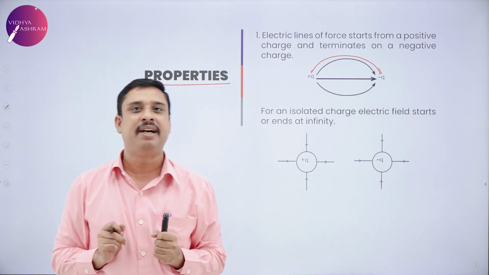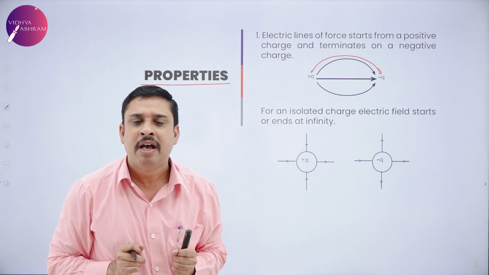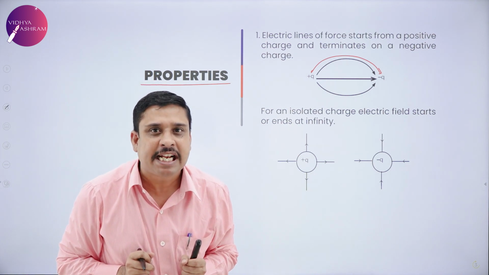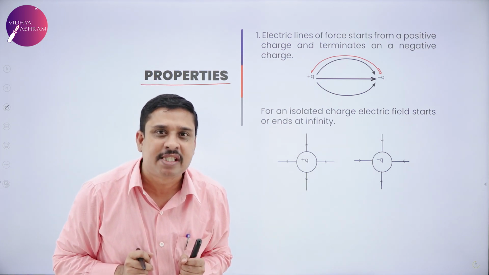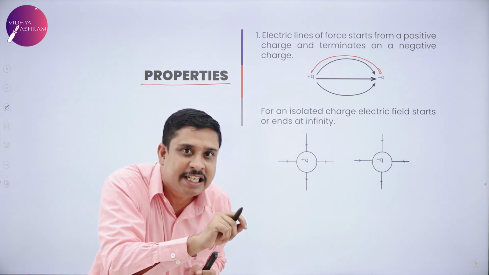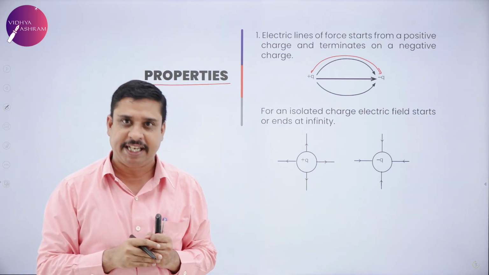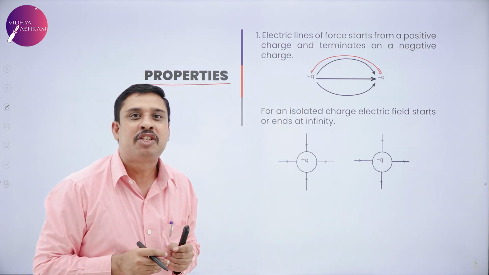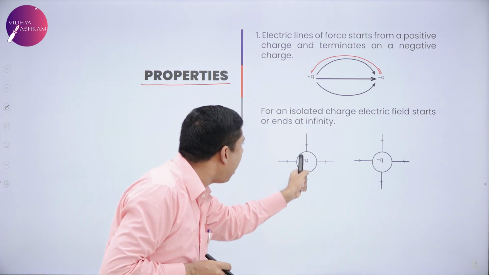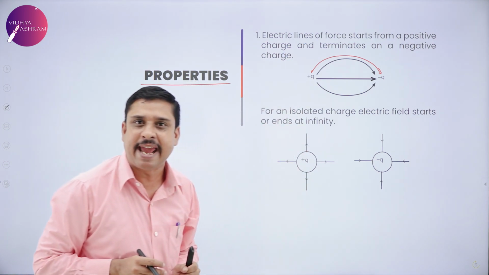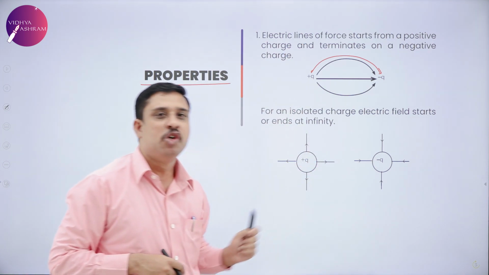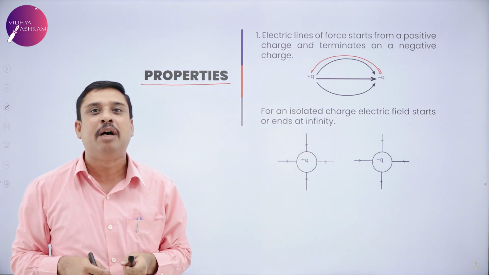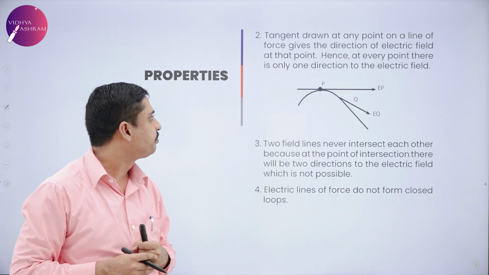So please remember here, if I have a plus Q and minus Q, electric field lines should start from the positive charge and end on the negative charge. If it is only plus Q, it should start from the charge and end up at infinity. If it is minus Q, it has to start from infinity and end up towards the charge.